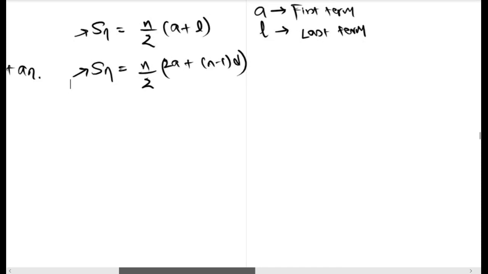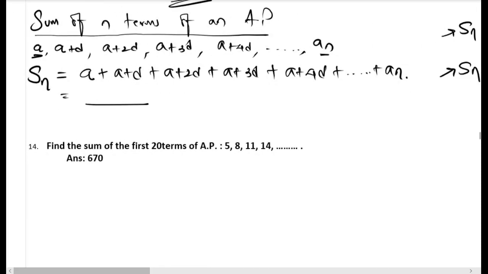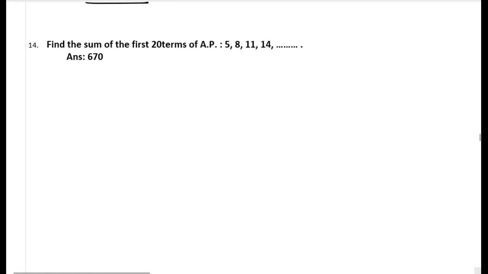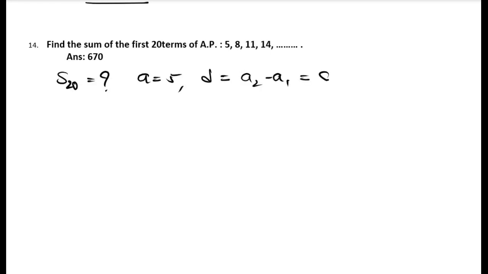Right? So the next part, the C part, is based on these two formulas. Let's start with the C part. First, find the sum of first 20 terms. What you have to find? Sum of first 20 terms of the AP which is given over here. So what is the first term of the AP? 5. What is the common difference of this AP? a2 minus a1, that is second term minus first term, that is 8 minus 5, that is 3. Right? So we know the common difference. We know the first term. We can find the sum of 20 terms.